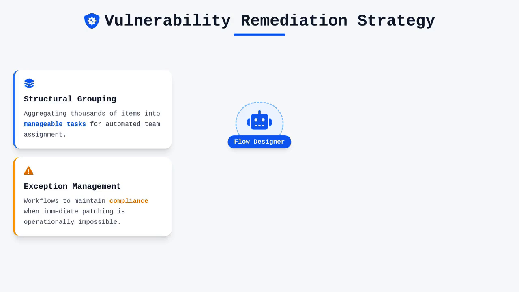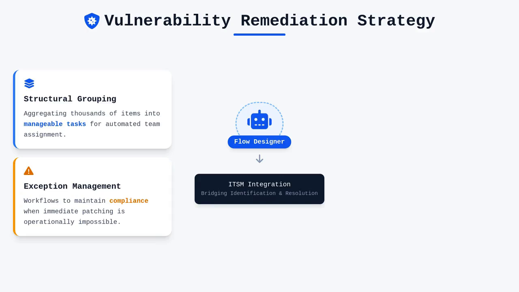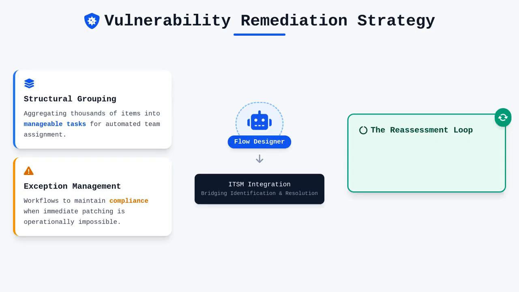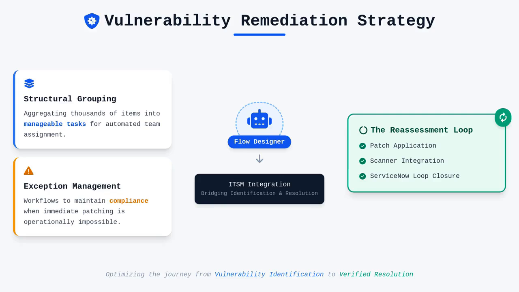Furthermore, we investigated how to orchestrate automated flows using Flow Designer and its tight integration with ITSM interfaces to bridge the gap between identification and resolution. Effective automation here requires a clear understanding of the reassessment loop, ensuring that once a patch is applied, the scanner integration recognizes the change and subsequently closes the loop within the ServiceNow instance.